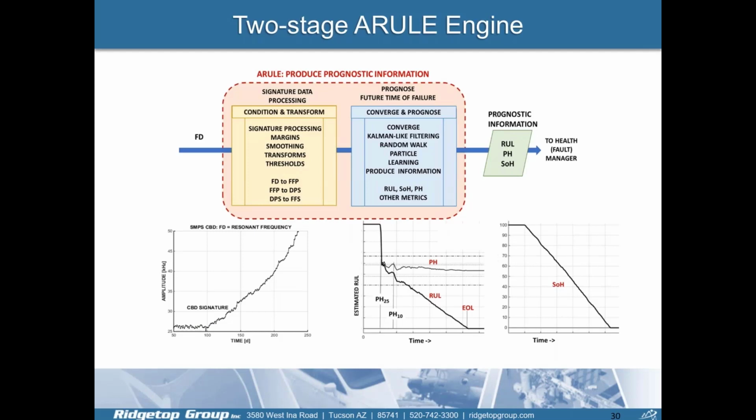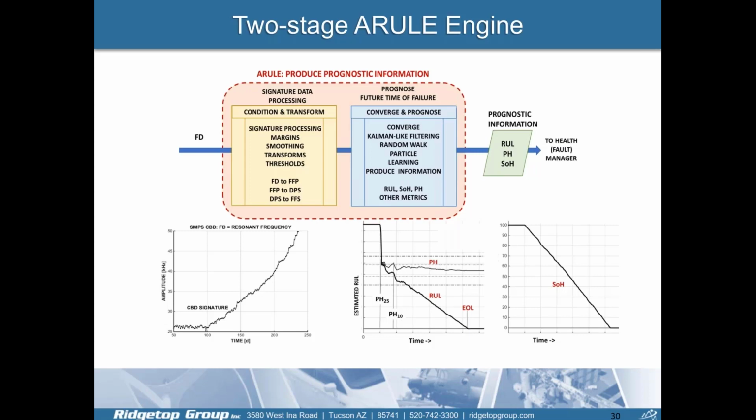We use that architecture, and we've blown this up so you can actually see what our engine does. Our engine takes data, one data point at a time, and each data point, when in total, forms a characteristic signature. We take that data point, one at a time, and transform it from feature data to fault-to-failure progression signature, FFP, then to data progression signature, and then to functional failure signature. We do that data point by data point. We do not do curve fitting.